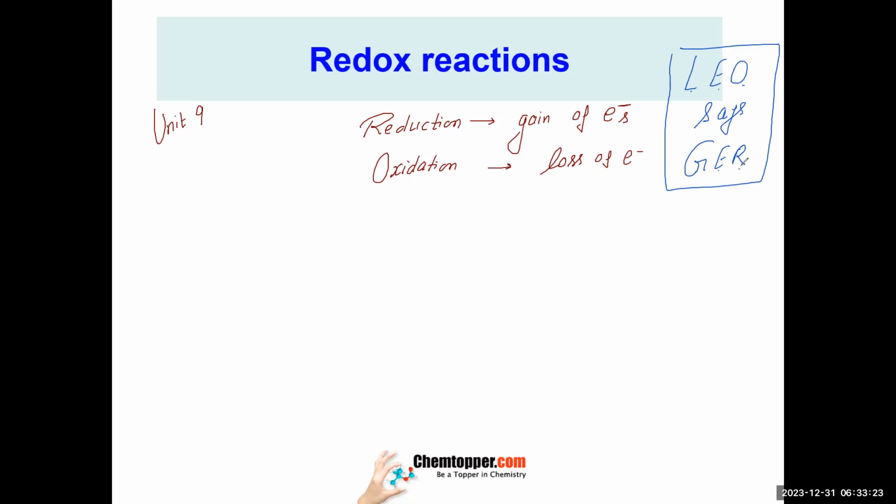There are many more, like OIL RIG. So teachers are using these also. O means oxidation is loss of electrons. Reduction is gain of electrons. Right?